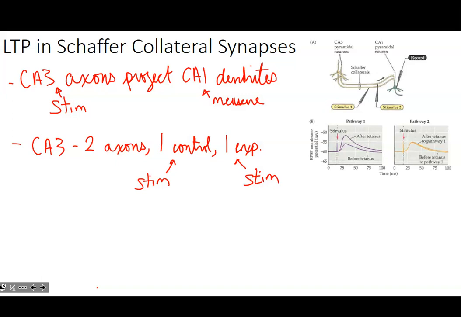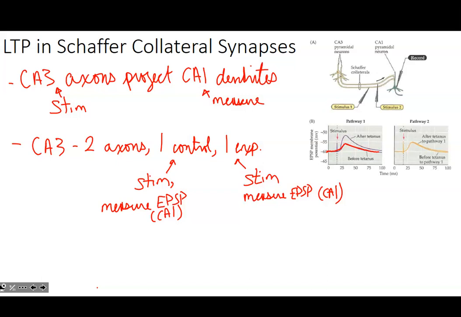So stimulate, then measure the EPSP, right? So this EPSP is being measured in the CA1 neuron. And the same is going to be true for the experimental. Stimulate and then measure the EPSP in the CA1 neuron. And so you can see that they do that here in pathway 1, right? This is our experimental group. So we see that the cell is resting at about -60. They stimulate CA3 and they measure this response in CA1, about a 4 millivolt EPSP.